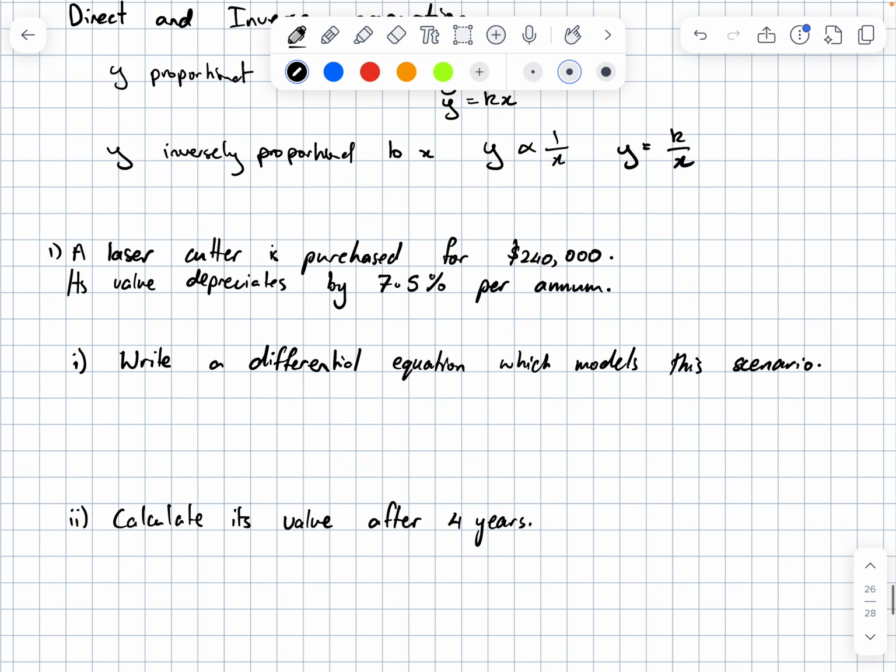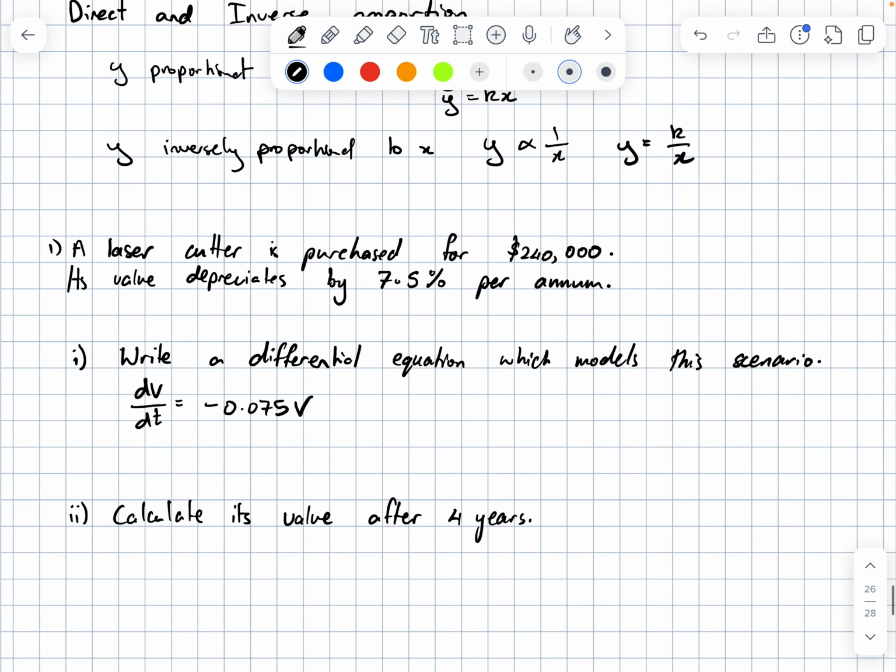So we're going to look at two questions that involve this. Firstly, a laser cutter is purchased for $240,000. Its value depreciates by 7.5% per annum. Question 1, write a differential equation which models this scenario. So because it's going down per time, that means its value depreciates per time, which means we have dV/dt is equal to, it's going down, so negative 0.075, which is the percentage, times its value.